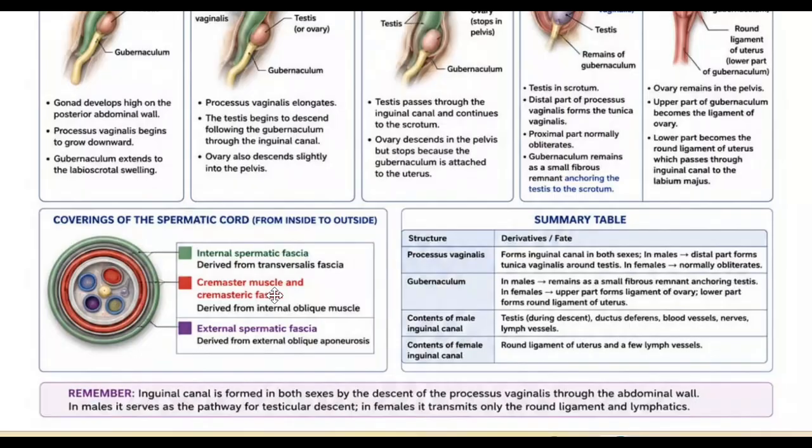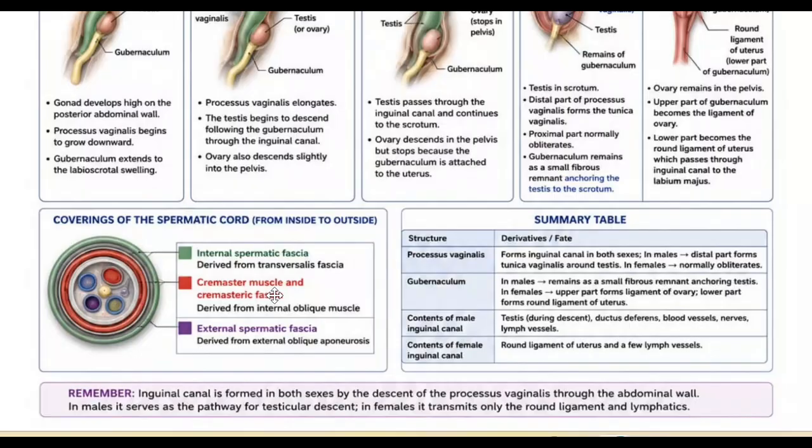Now it passes under the arching fibers of the transversus abdominis muscle and therefore does not acquire a covering. If you have taken the previous lecture, I was telling about the arching fibers of the transversus abdominis muscle. The transversus abdominis muscles do not come in contact with the testes or spermatic cord. They arch over the spermatic cord. So that's why the spermatic cord is not taking any covering from the transversus abdominis muscles.